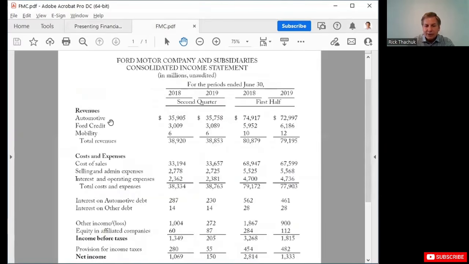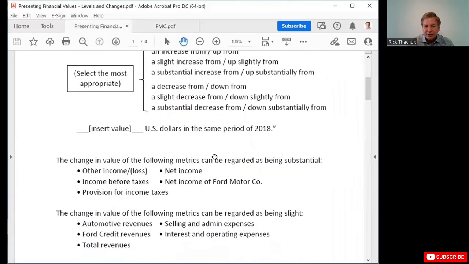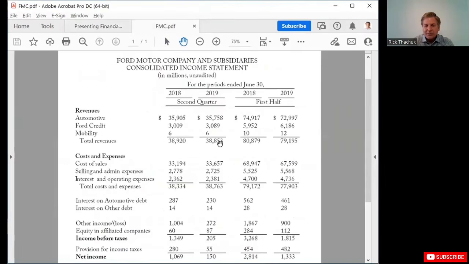So if I'm going to present automotive revenues here from the second quarter of 2019 versus the prior period, and here again, instead of the prior period, I'll say in the same period of 2018, okay? I will end this by saying in the same period of 2018. I will say this as follows. Automotive revenues at Ford Motor Company and subsidiaries were $35,758,000,000 US dollars in the second quarter of 2019.